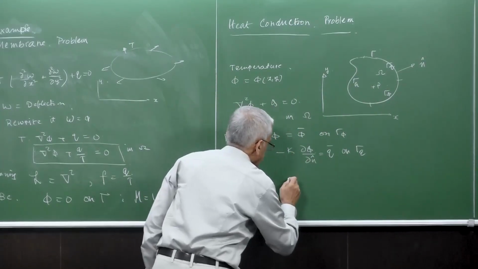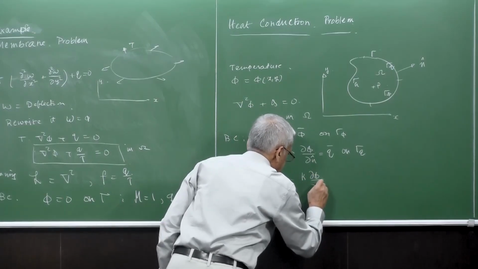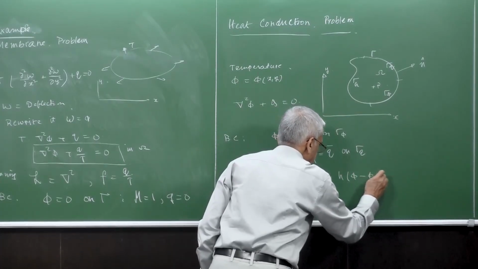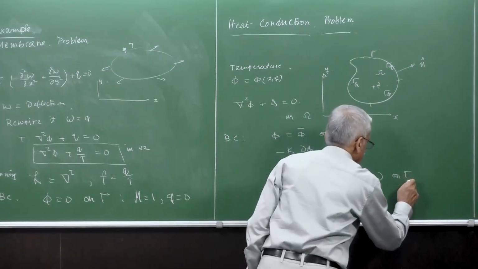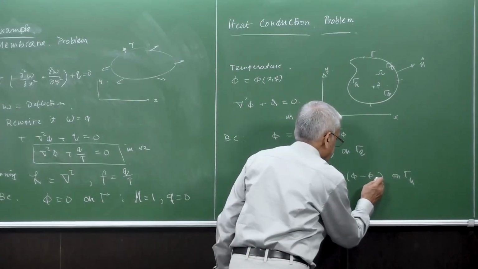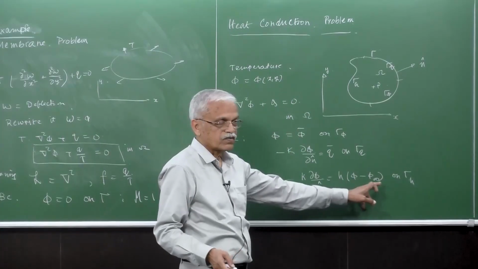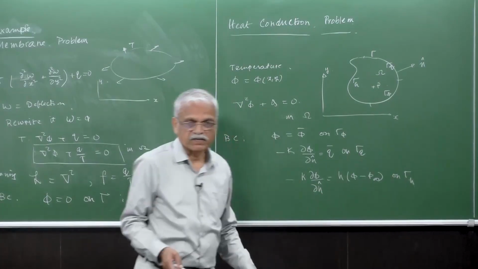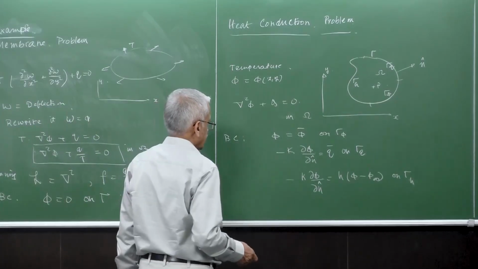The third one is also related to heat leaving, which we write on gamma h. This is called the convective heat boundary condition, where the far field temperature is phi infinity. The amount of heat leaving the surface is proportional to the temperature difference, phi minus phi infinity, multiplied by h, which is the convective heat transfer coefficient. So these are the three types of boundary conditions.